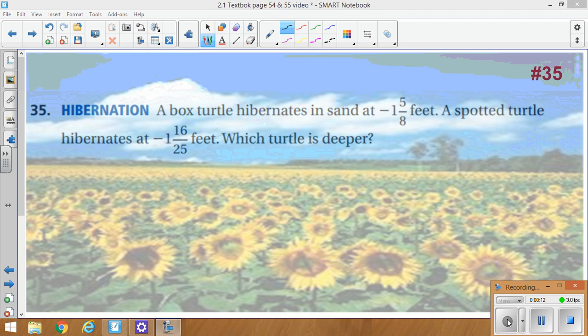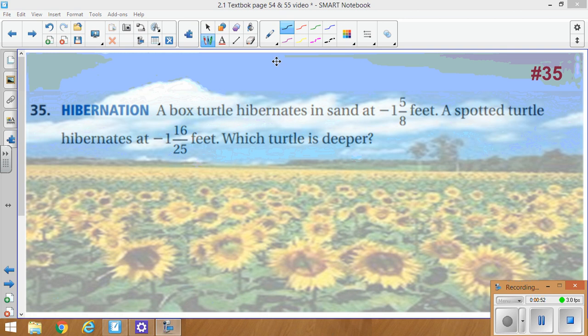For this question here, take a minute, read through it, and try to figure out which turtle went deeper into the ground. You have a turtle, the box turtle, that hibernates in the sand at -1 5/8 feet. The spotted turtle hibernates at -1 16/25 feet. Which turtle is deeper? Believe it or not, this is an absolute value question. So once you figure out both decimal values for the two fractions, take the absolute value and figure out which number is bigger, and that's your solution. So take a minute, pause, and try to answer the following question.